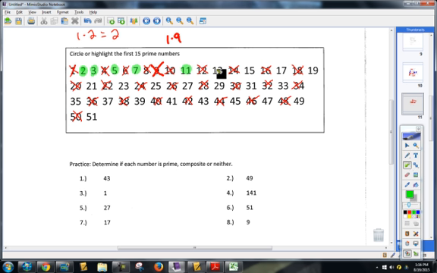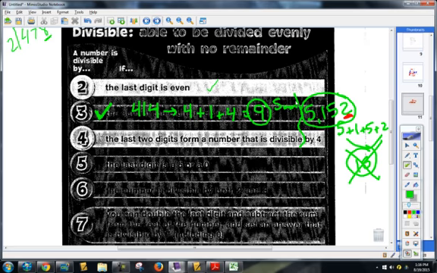Okay, 11 is prime. 13 is prime. 15 is composite. 17 only has 1 times 17. 19 only has 1 times 19. 21, be careful, one that a lot of people think is prime, but remember, 3 times 7 is 21. Okay? 23 is prime. Let's go back to our divisibility rules real quick here.